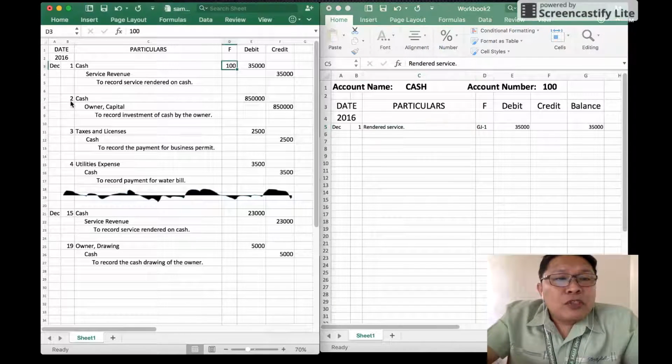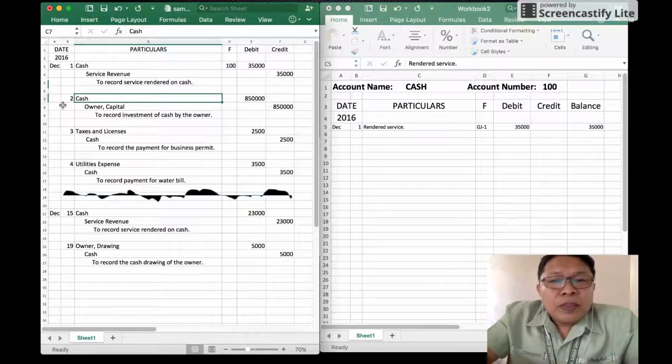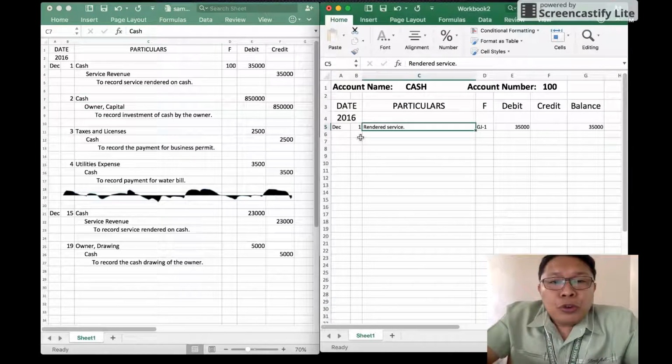Now let's proceed to the second appearance of your cash. Your second appearance of cash happens on December 2. So you have to write in your ledger December 2.